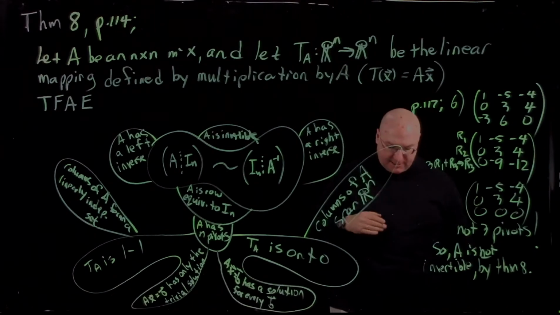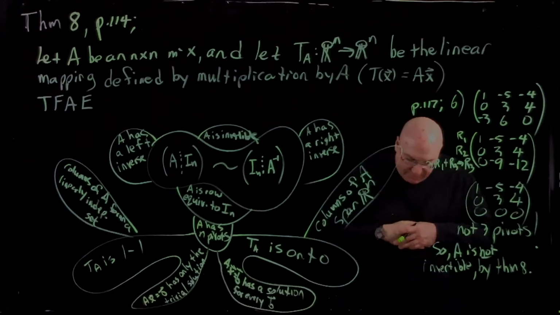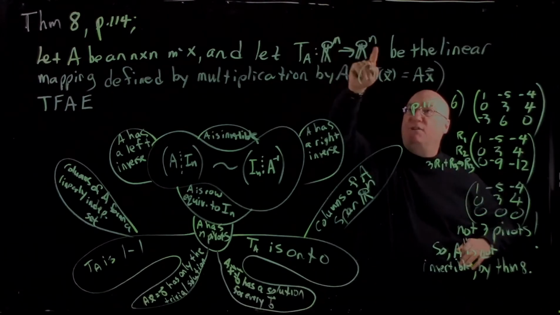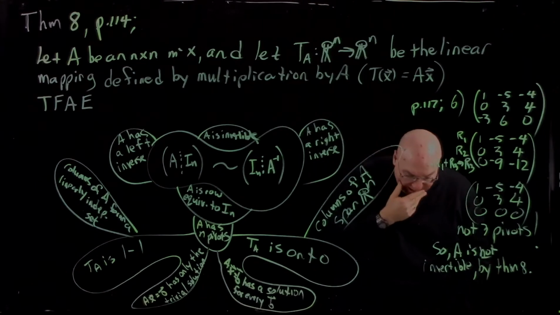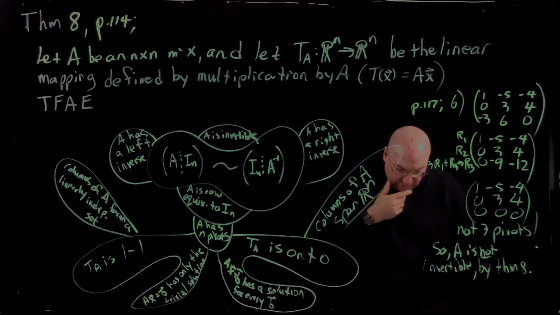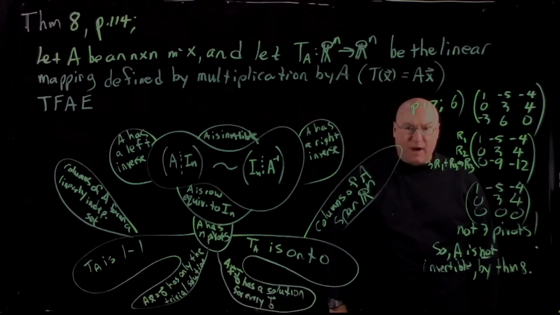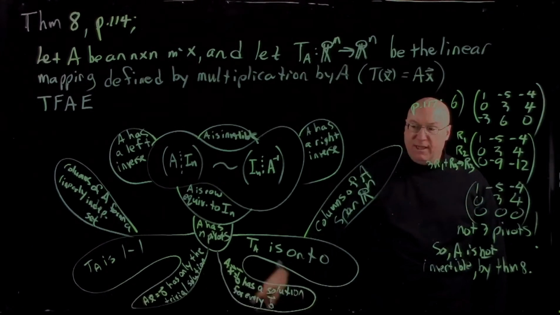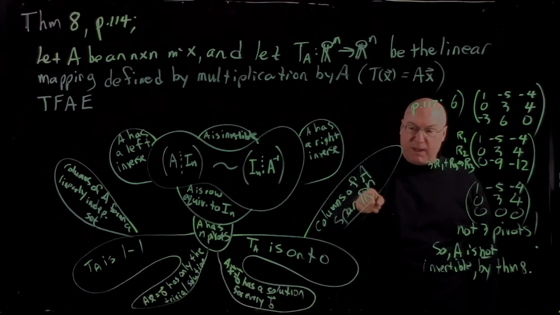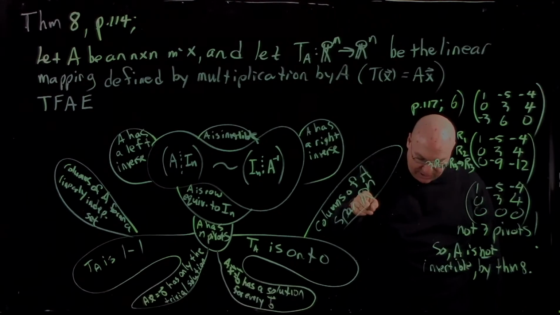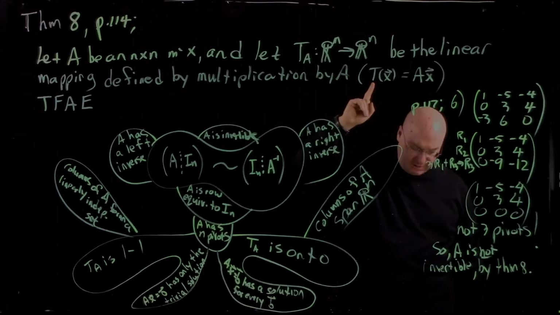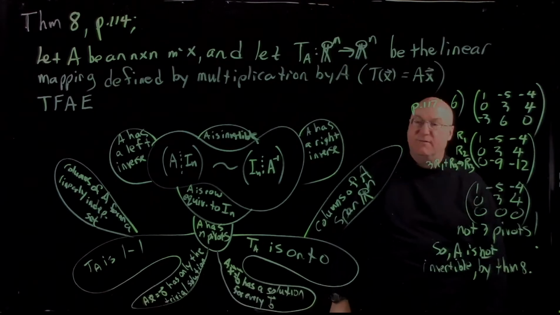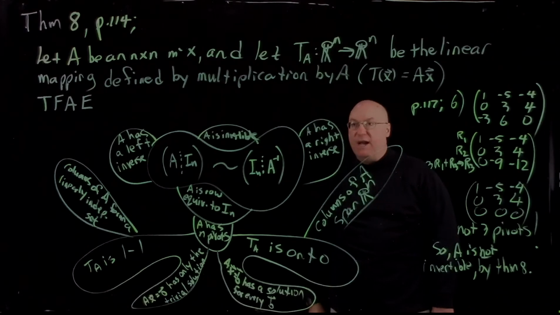Look at number 16, then I'll stop. Is it possible for a 5 by 5 matrix, so that's going to take R5 to R5, the multiplication by A will take R5 to R5. Is it possible for a matrix to be invertible when its columns do not span R5? Why or why not? Well, if it is false that the columns of A span R5, then it is false that A is invertible. So by theorem 8, the answer is no, it can't be invertible if the columns don't span R5.